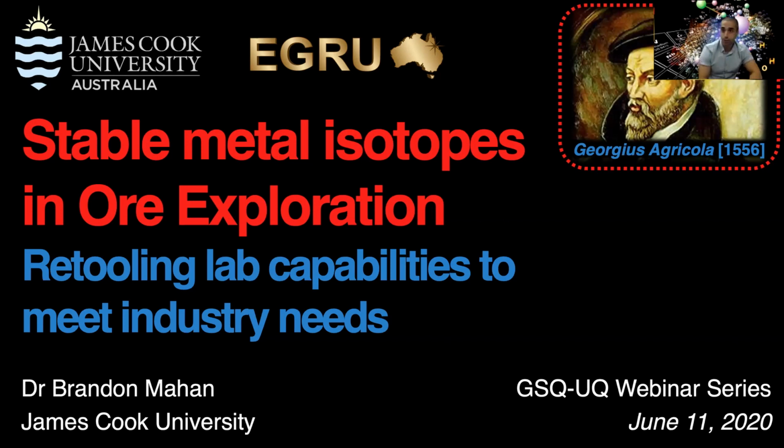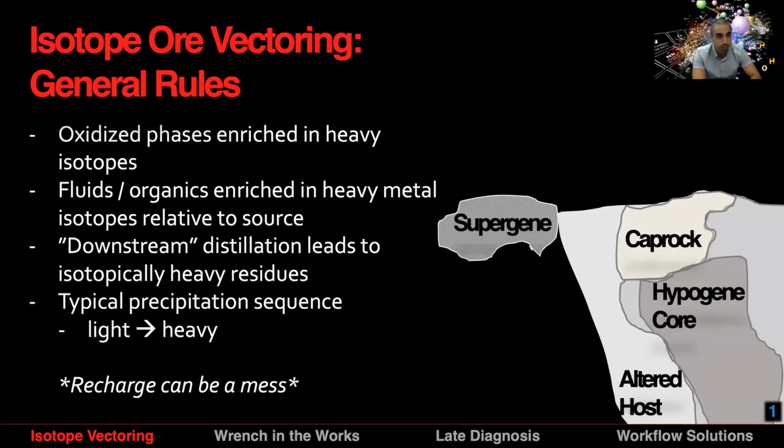I left Georgius Agricola up there because he was the first person to really articulate how a lot of ore bodies form and how they get concentrated in fluids and then deposited that way. And as such, there are these secondary components, but that's just a bit of trivia for what that's worth.